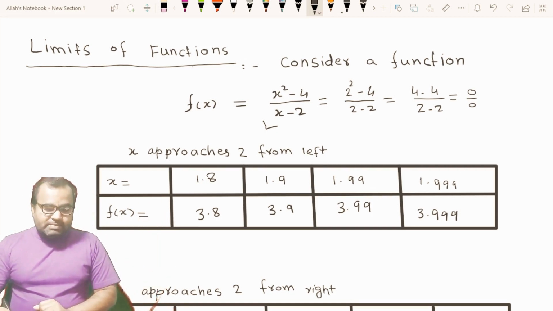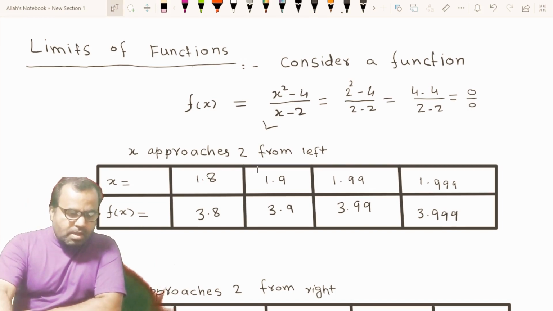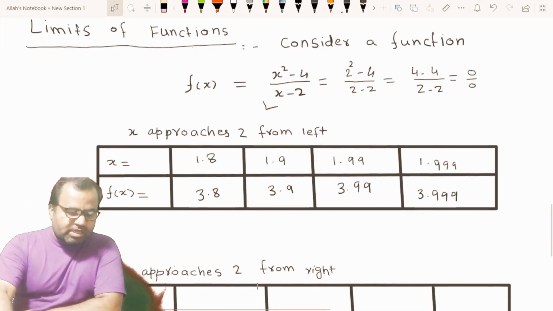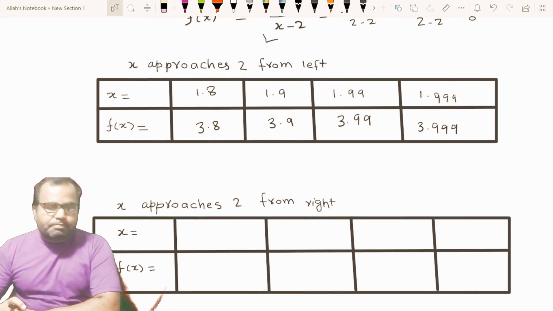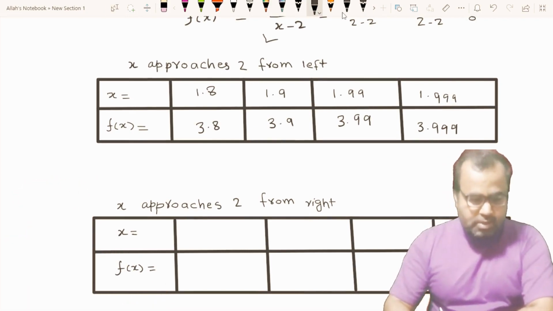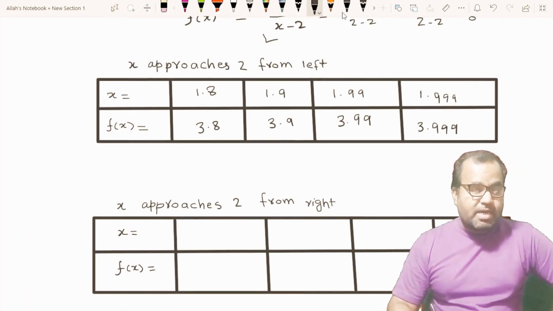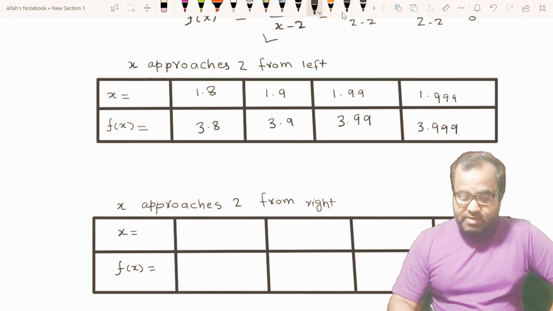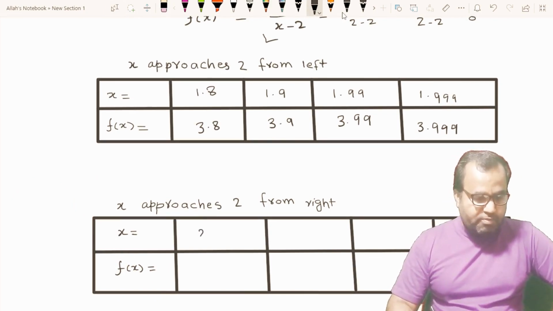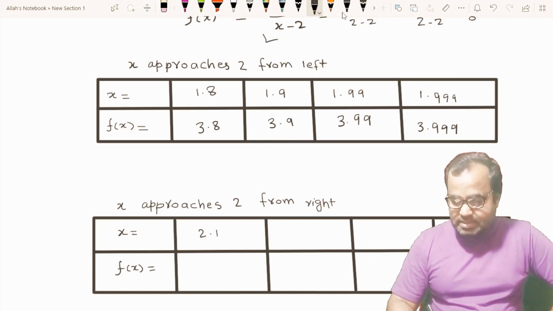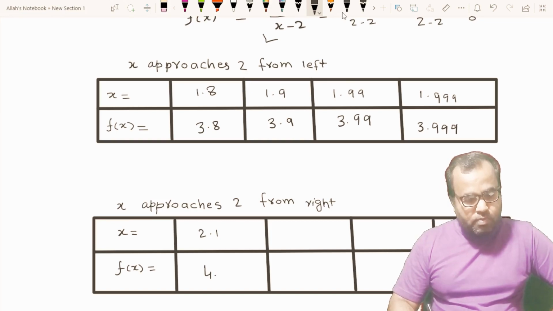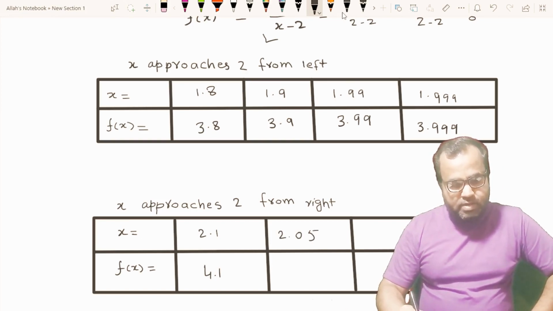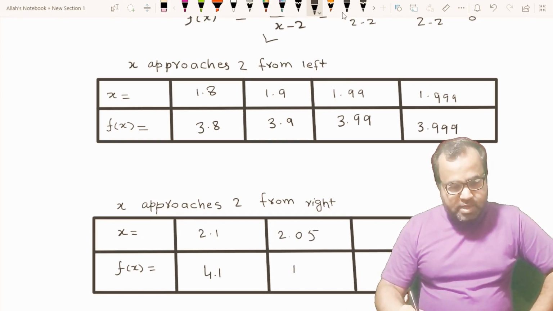Similarly, now I am putting values from the right side of 2. It will be like 2.1. If we put the value 2.1 in the given function, then we will get the answer 4.1. After putting the value 2.05, we will get the answer 4.05.